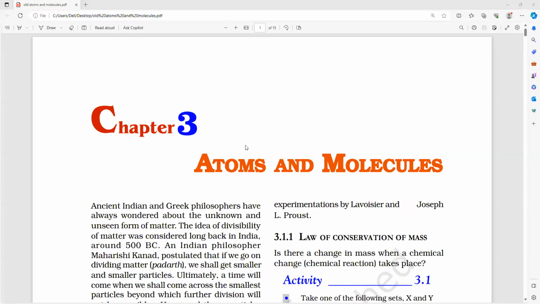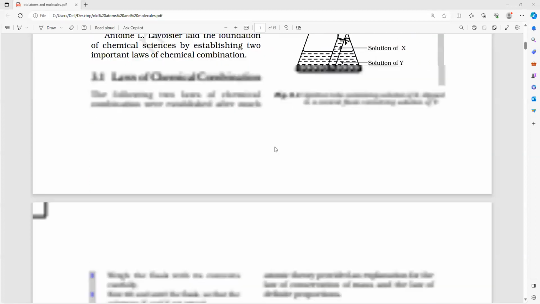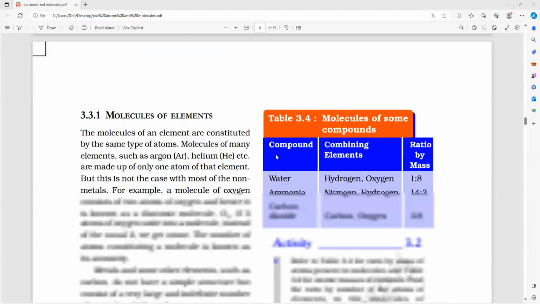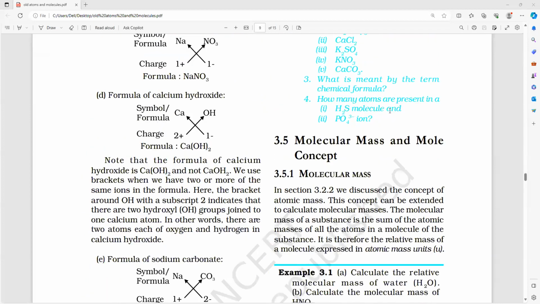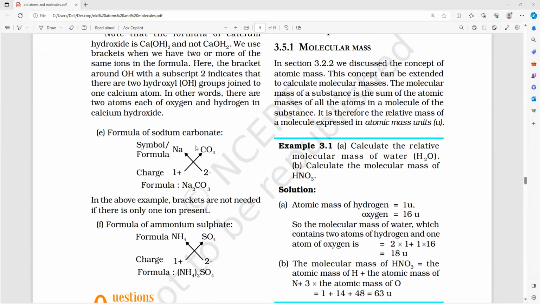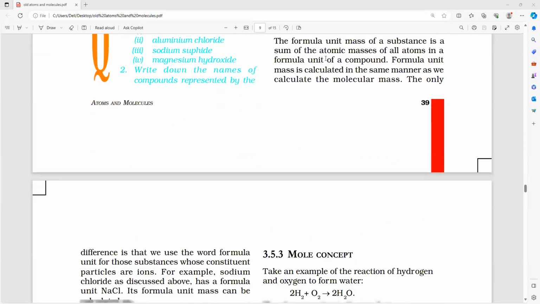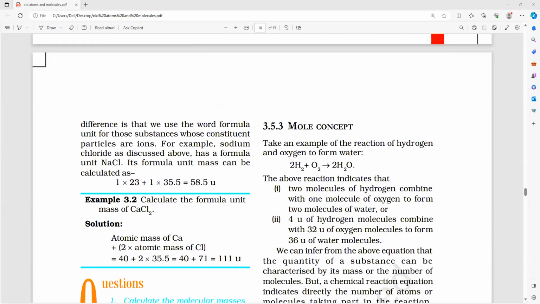So let us see. This is the book PDF which I have shared with you in our group also. You can go through that. This is the old book, and you can find the mole concept also. Everything I have taught you, you practiced also in the offline class. Now only molecular mass we have. So the mole concept is here.